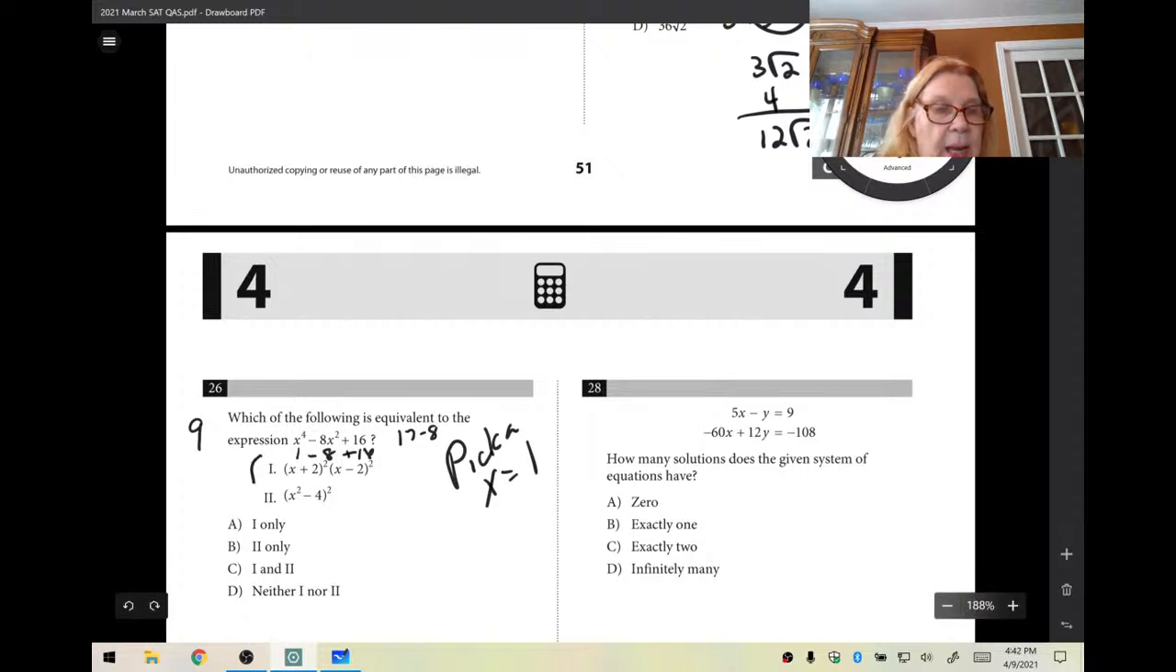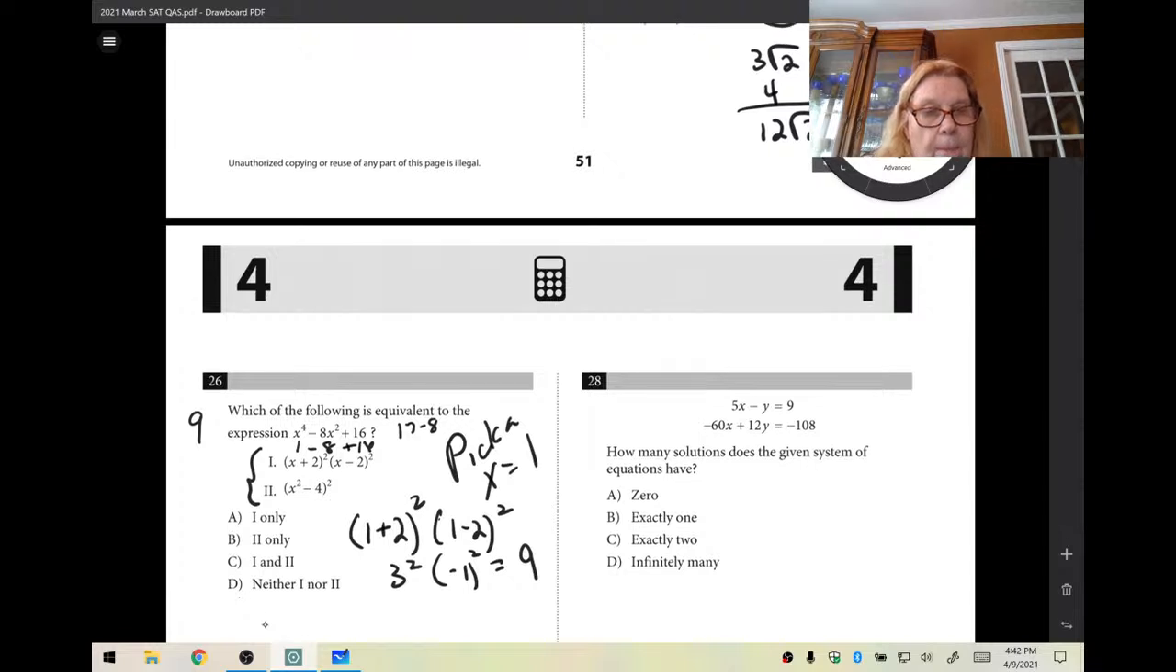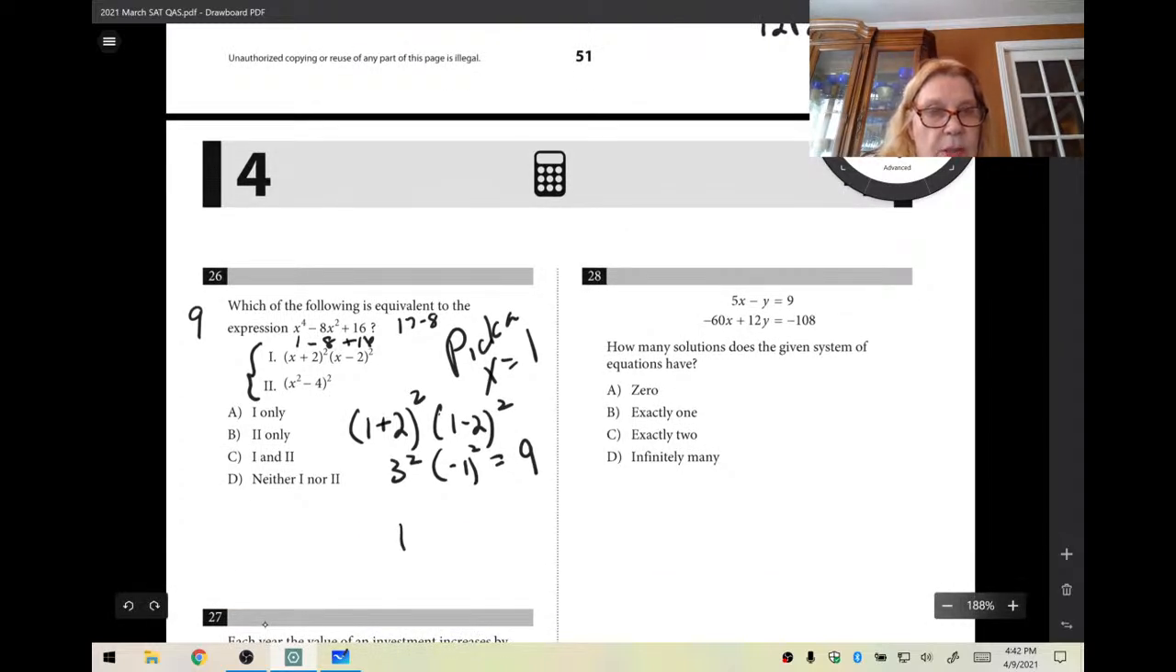So we need to get a 9 out of these two guys. Let's try this one. 1 plus 2. So this will be 3 squared times a minus 1 squared, which is a plus 1, so 1 works. Let's try 2. So we have 1 squared minus 4, then square it. 1 minus 4 is a negative 3, and we square it, we get 9. So it's both 1 and 2.